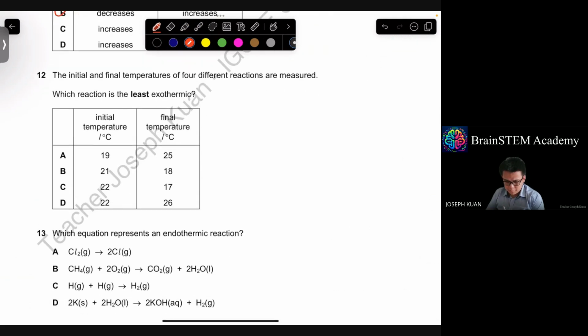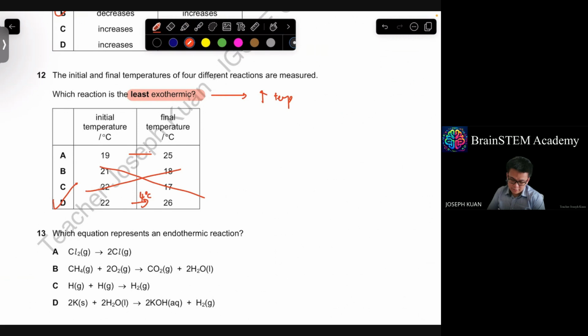Moving on. The initial and final temperatures of 4 different reactions are measured. Which reaction is the least exothermic? Exothermic, we should see an increase in temperature. So B and C are out. So it's either A or D. It should be D, as that has a 4 degrees Celsius increase, whereas the other experiences a 6 degrees Celsius increase.